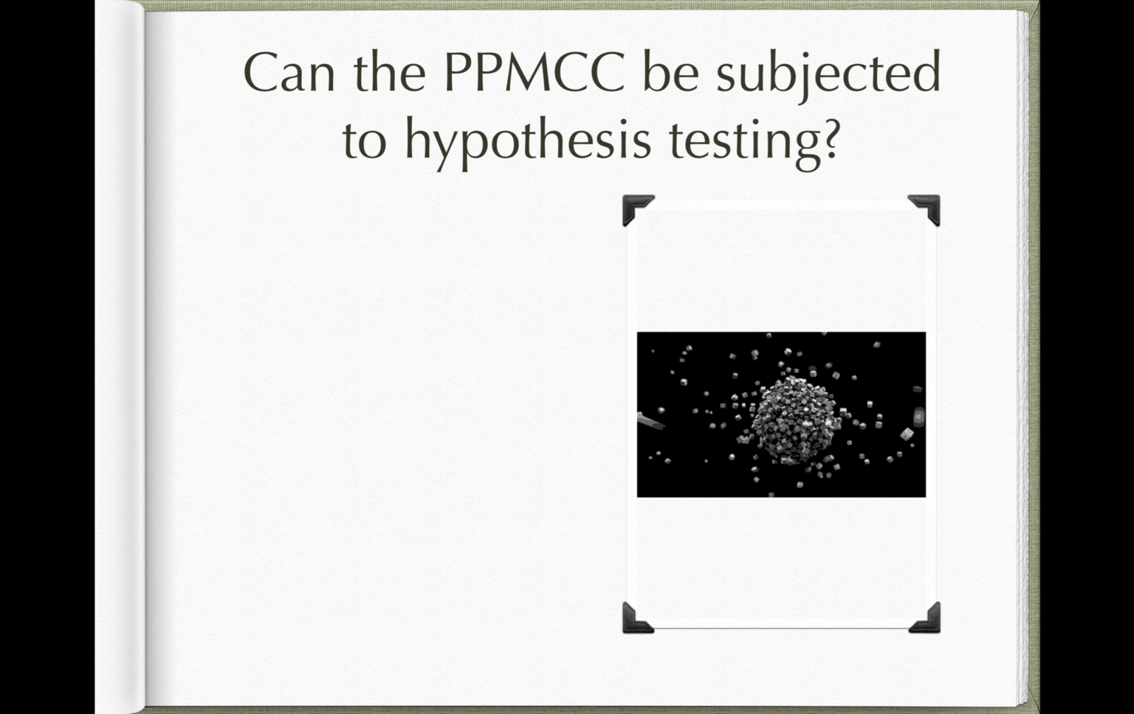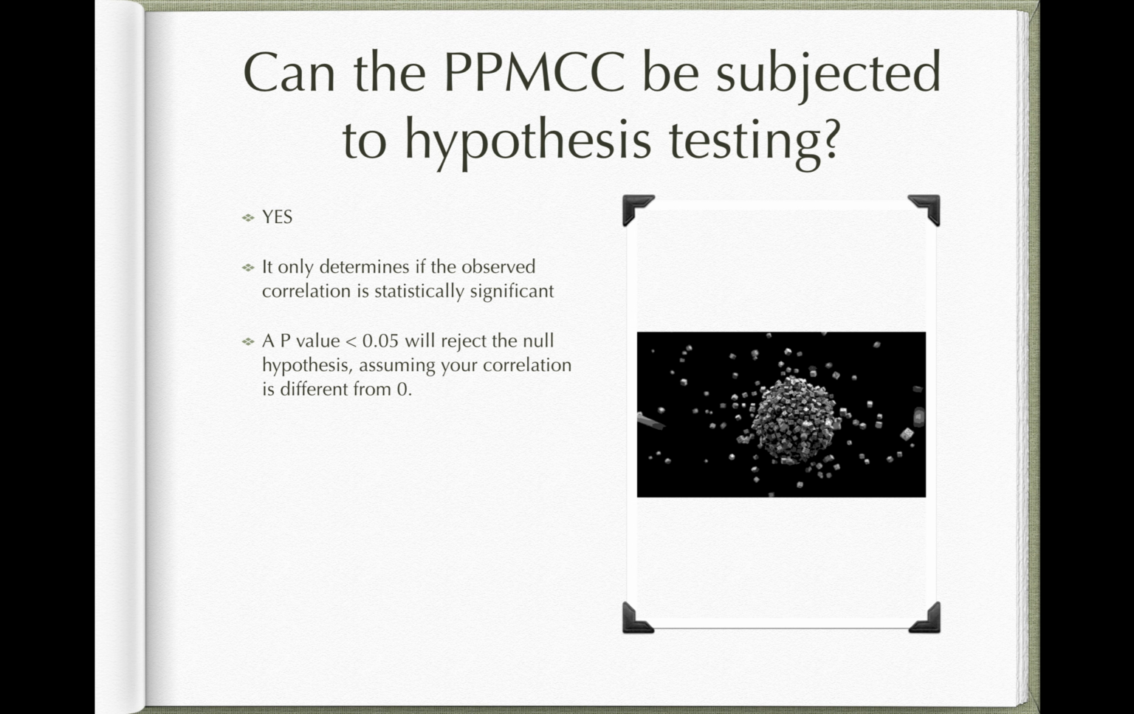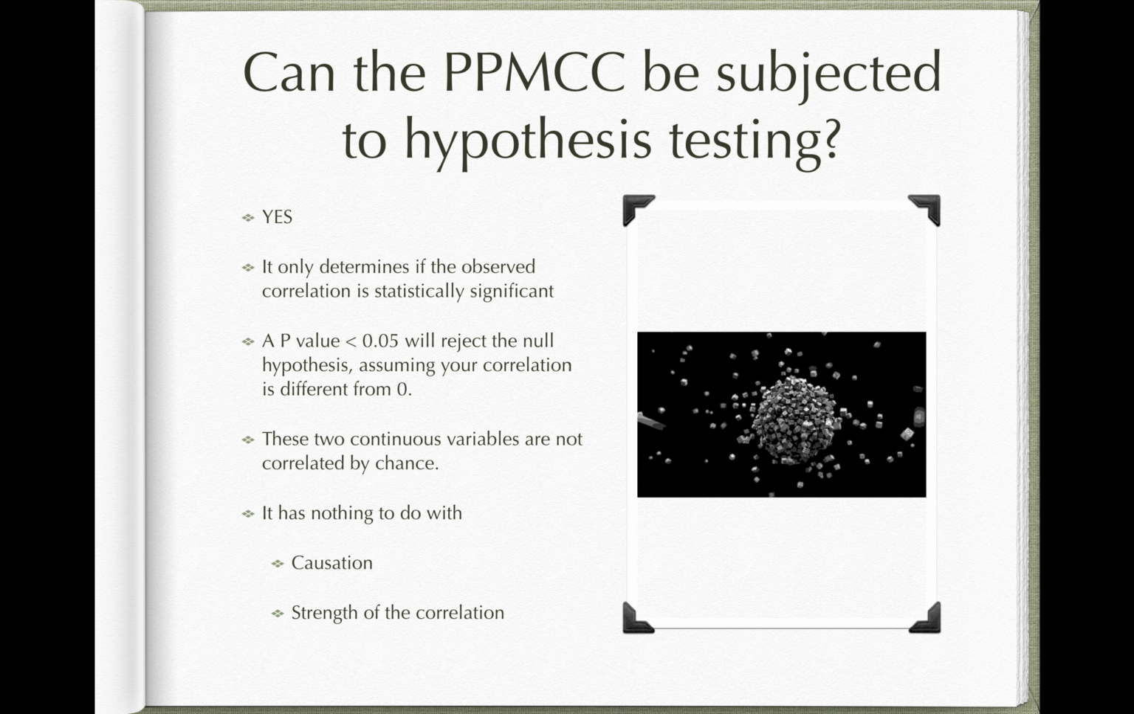One important question: can the Pearson product moment correlation coefficient be subjected to hypothesis testing? Yes, it can. But it only determines if the observed correlation is statistically significant, which means that a p-value of less than 0.05 will reject the null hypothesis, assuming your correlation is different from 0. And this states that the two continuous variables are not correlated by chance. That's the only thing that a p-value or hypothesis testing does for correlation coefficients, but it has nothing to do with causation or with the strength of the correlation.